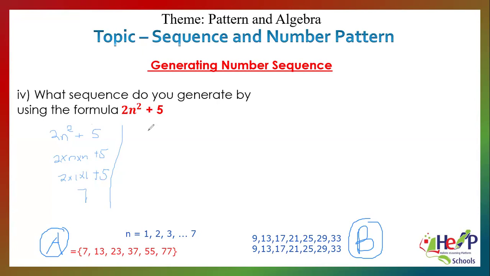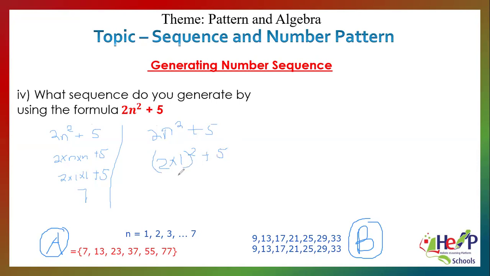2n squared plus 5. 2 times 1. Then I bracketed it and then I put the squared side. Then I said plus 5. I beg your pardon, 2 times 1. Everything in brackets. Squared plus 5. Okay.